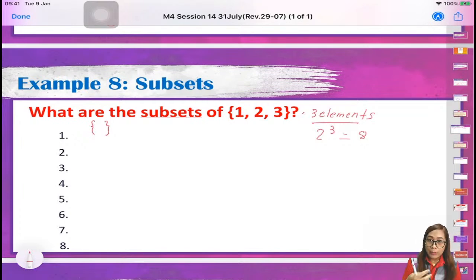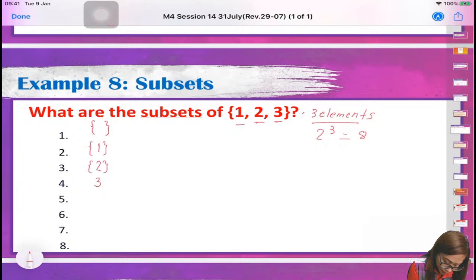So how do I do it on my way? So first, I copy 1, I copy 2, I copy 3 from here. 1, 2, 3. 1 element. And then after I copy, I put them inside the braces. Like this. So these are the subsets with 1 element.